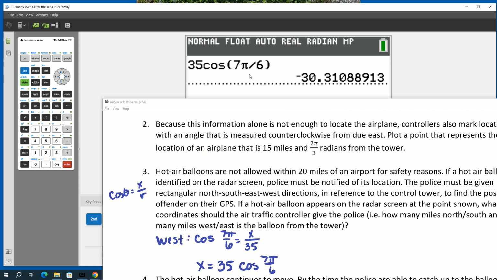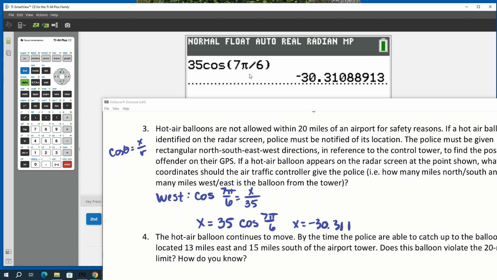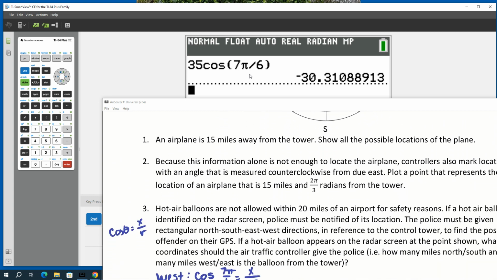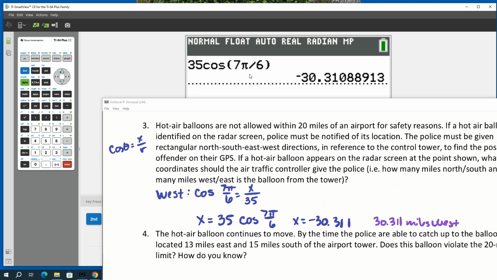All right, so that's going to be the x coordinate is negative 30.311. So you would need to tell the police officer that it is 30.311 miles west. All right, and then looking at the point, we know that it is south. So south is going to be the y.